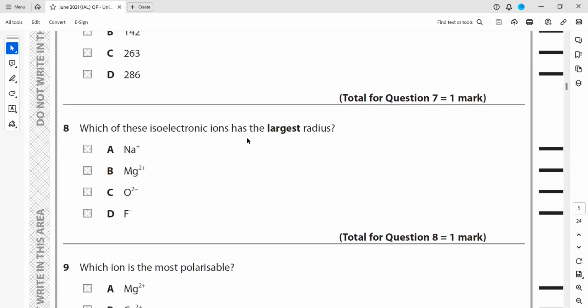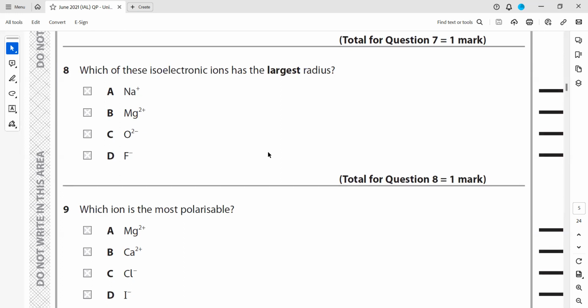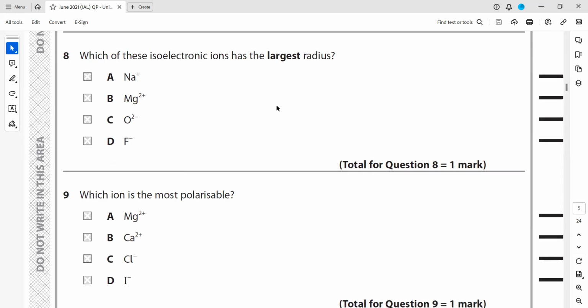Which of the isoelectronic ions has the largest radii? To compare the largest radii, you have to compare the number of protons and electrons. Like if protons should be less and electrons should be more to have the largest radii. In case of sodium ion, sodium will have 11 protons and 10 electrons. Magnesium has 12 protons and 10 electrons. Oxygen has 8 protons and 10 electrons. And fluorine has 9 protons and 10 electrons because all of them are isoelectronic.